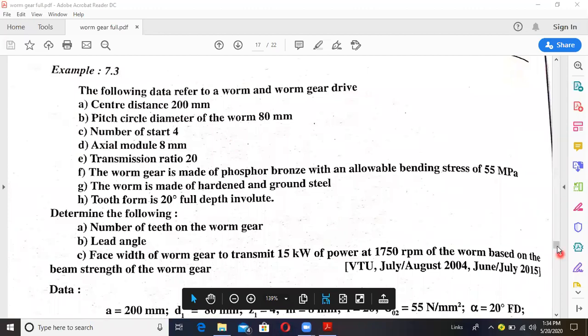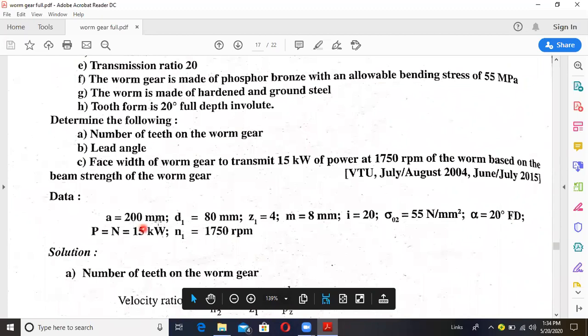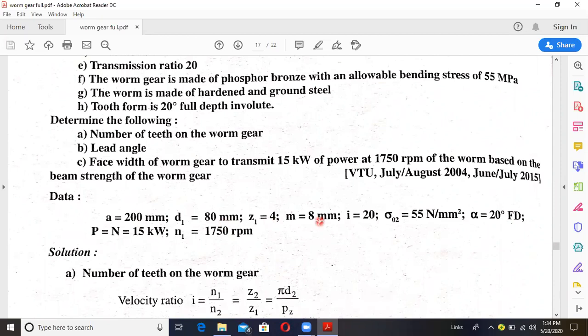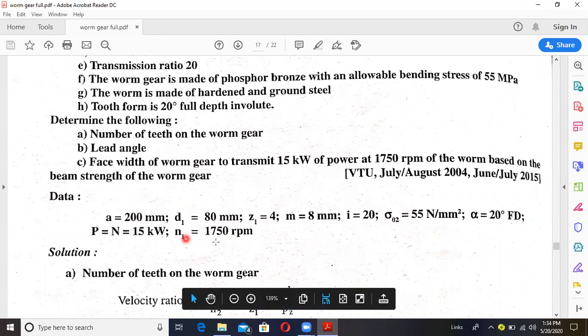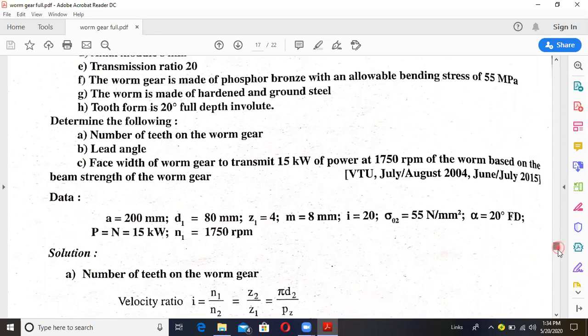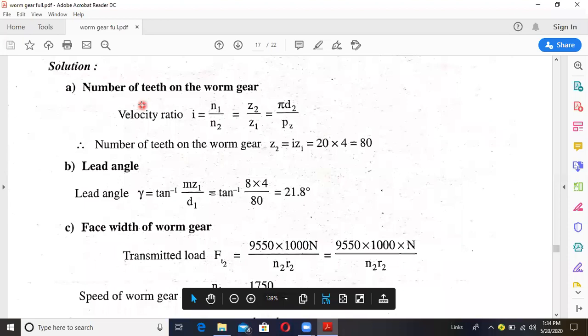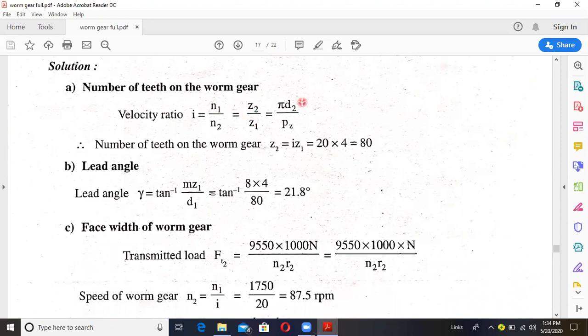So coming to the given data, they have given A, the center distance, pitch diameter of the worm D1, number of starts Z1, module, transmission ratio, sigma naught 2, alpha, power, N1. So we have to calculate Z2, gamma, and face width B. By the same procedure, first we will calculate Z2 by taking the ratio I is equal to N1 by N2 is equal to Z2 by Z1 is equal to pi D2 by Pz. So take the relation I is equal to Z2 by Z1, calculate Z2. Now Z2 is over.